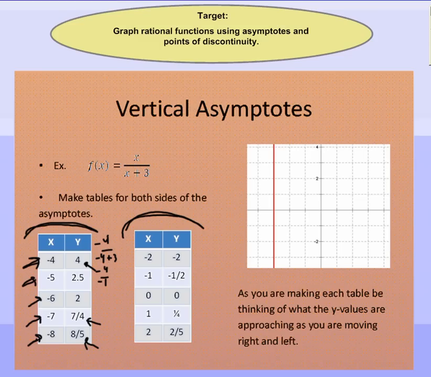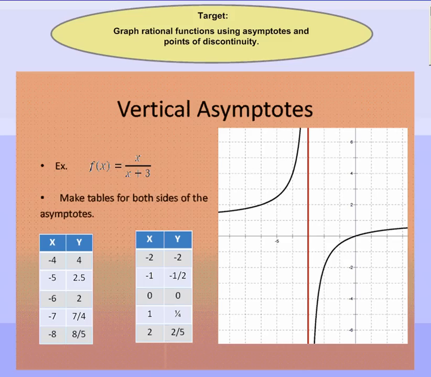On the other side, you're inputting these values. I inputted -2. I got -2. I inputted -1. I got -1/2. I inputted 0. I got 0. I inputted 1. I got 1/4. I inputted 2. Got 2/5. So you can see that those values are increasing, but not by that much. As you're making each table of values, you think about what the y values are approaching as you're moving to the right and to the left. This may be helpful to graph as you go.